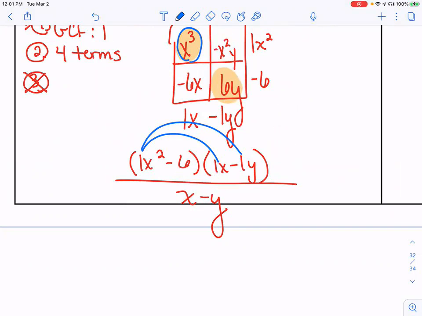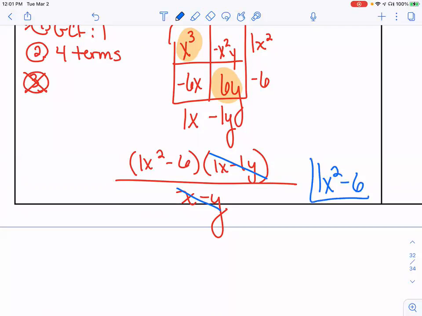Again, it is totally your choice if you're going to check that or not on the quiz. You can just assume that we're being nice. But your choice. So final answer is 1x squared minus 6, or just x squared minus 6.